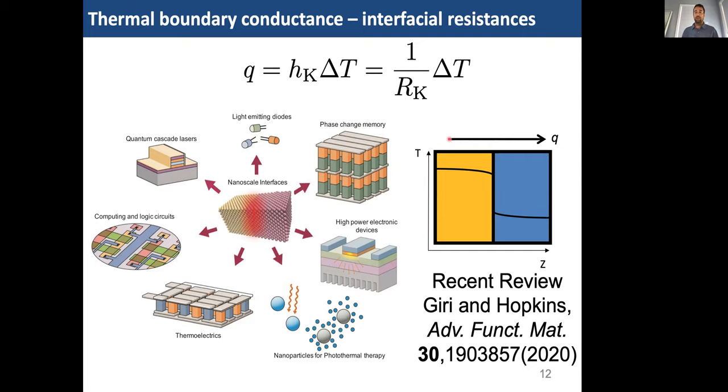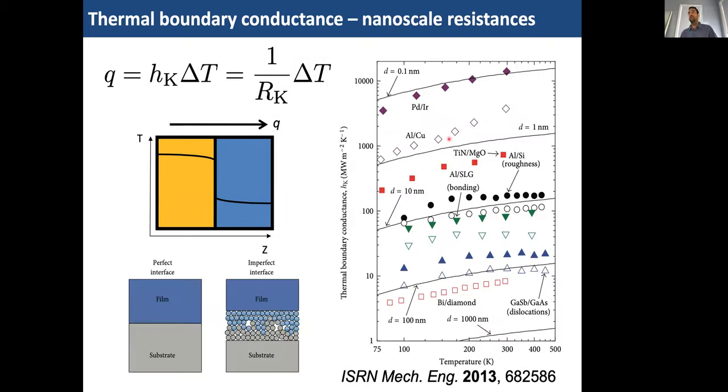So let's put some numbers to thermal boundary resistance. Here I'm showing a plot of the thermal boundary resistance as a function of temperature for a wide range of interfaces. For example, if you put two metals in contact and you take great care to make sure there's no oxide layer at the metal-metal interface, and it's as perfectly crystalline an interface as you can get, you have very, very high thermal boundary conductances, very low resistances. To put this into perspective, these lines are showing equivalent conductances of a certain thickness of silicon dioxide.